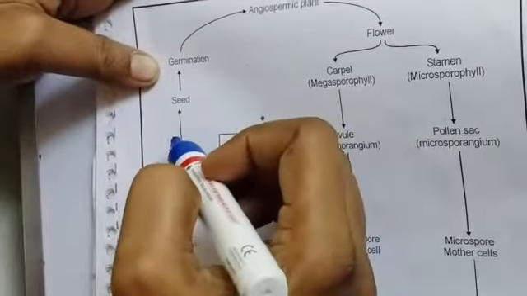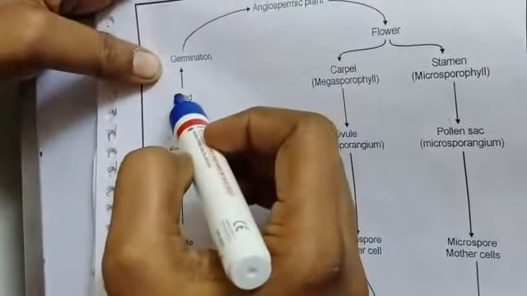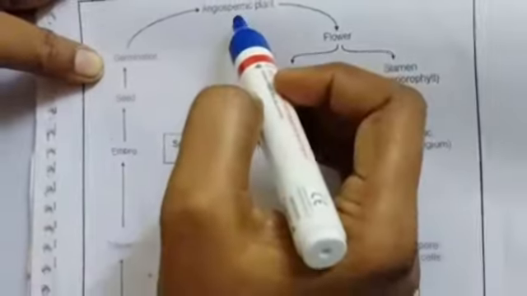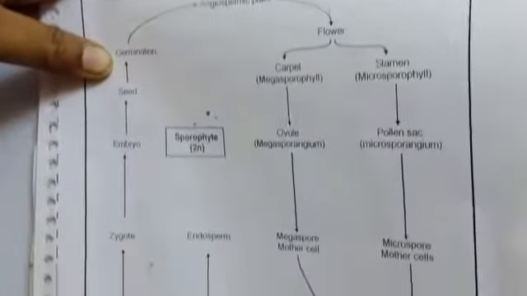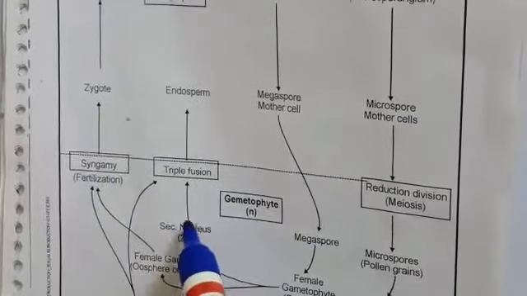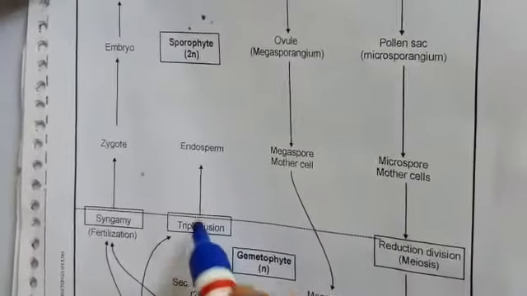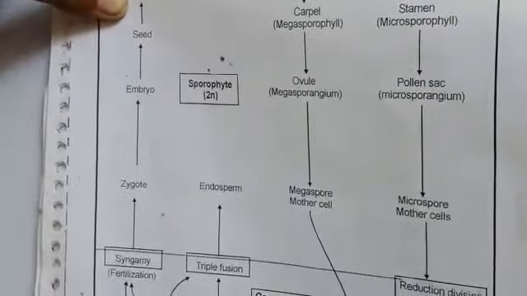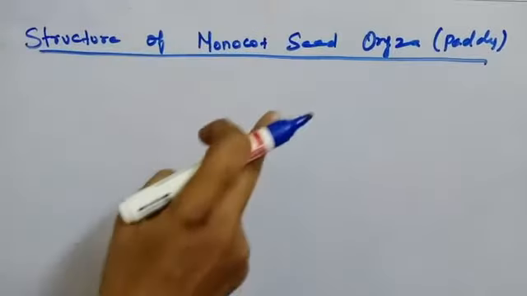Then again it grows into an adult plant, produces seed, and again germinates and forms another plant. At the same time, the secondary nucleus fuses with the second male gamete, and this fusion is called triple fusion, and this forms what? Endosperm.